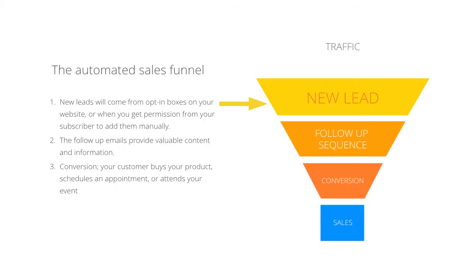So this is the automated sales funnel. And this is something that you really need to have set up as long as you're running any kind of business that is on the internet. Now, new leads will come from opt-in boxes on your website, or when you get permission from your subscriber to add them manually. So for example, what I've just spoken about a few slides back about adding them to your email list with the app. As long as you've got permission, they become a new lead.